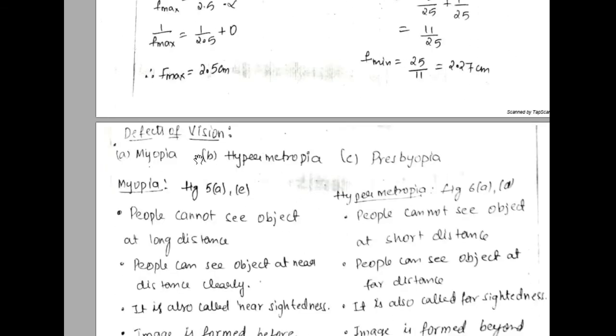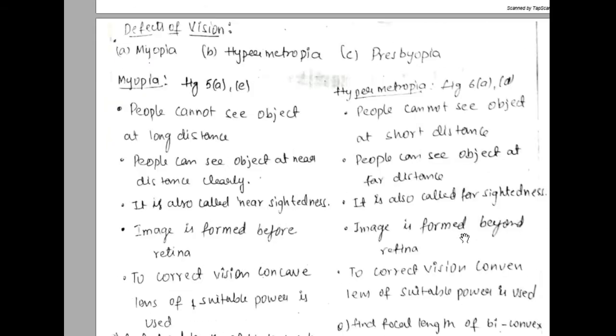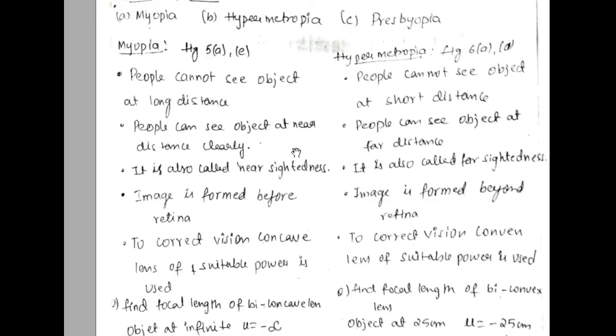Next, I told you we will be discussing the defects of vision: myopia, hypermetropia, presbyopia. First we will discuss some points from your textbooks, and then I will explain myopia. Or else, it is very easy if I explain with the help of the difference. What is the difference between myopia and hypermetropia?